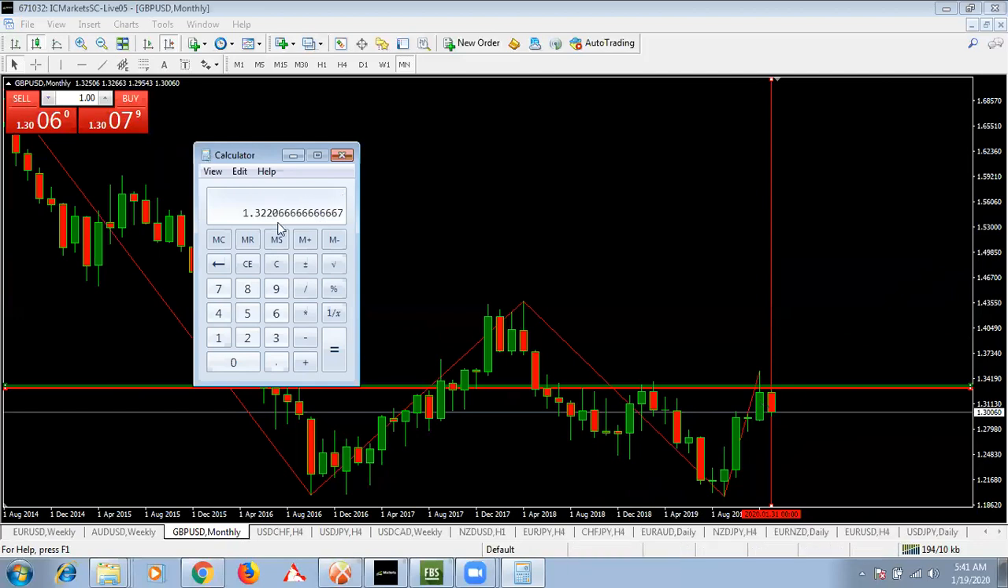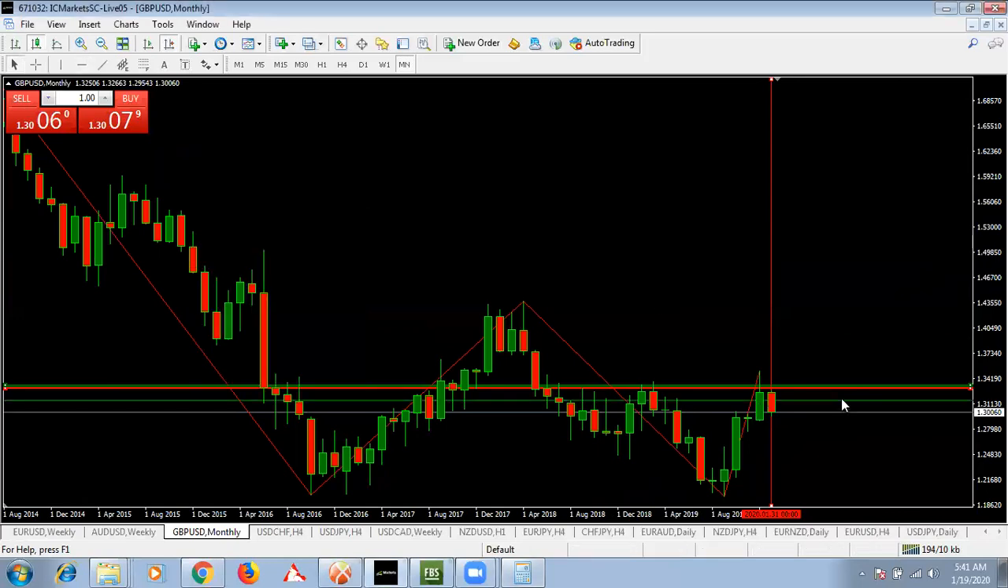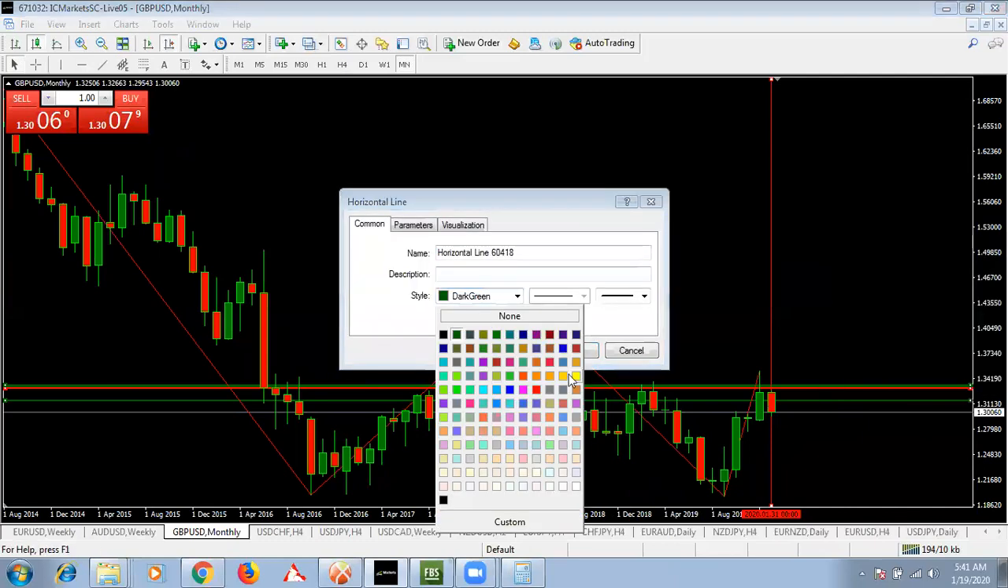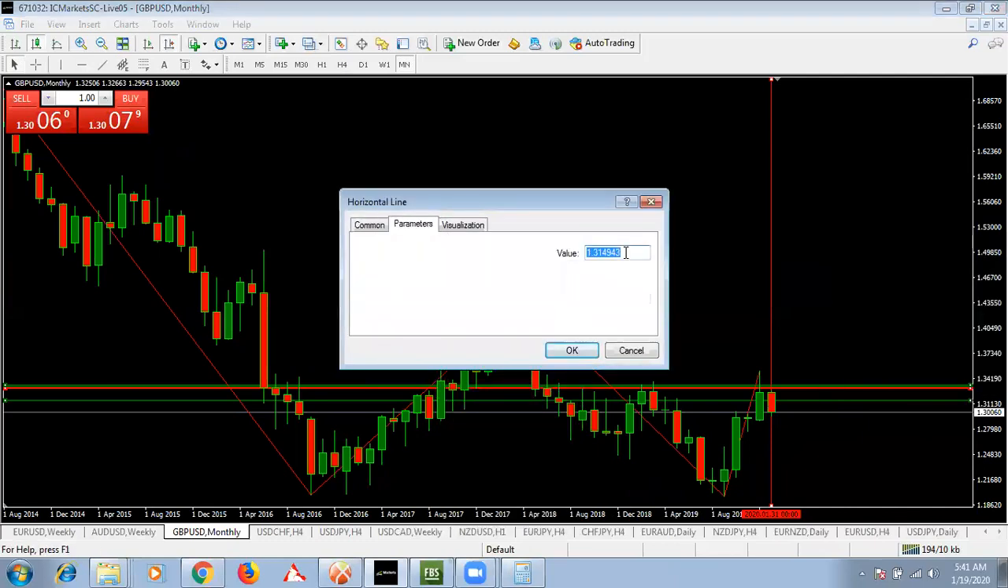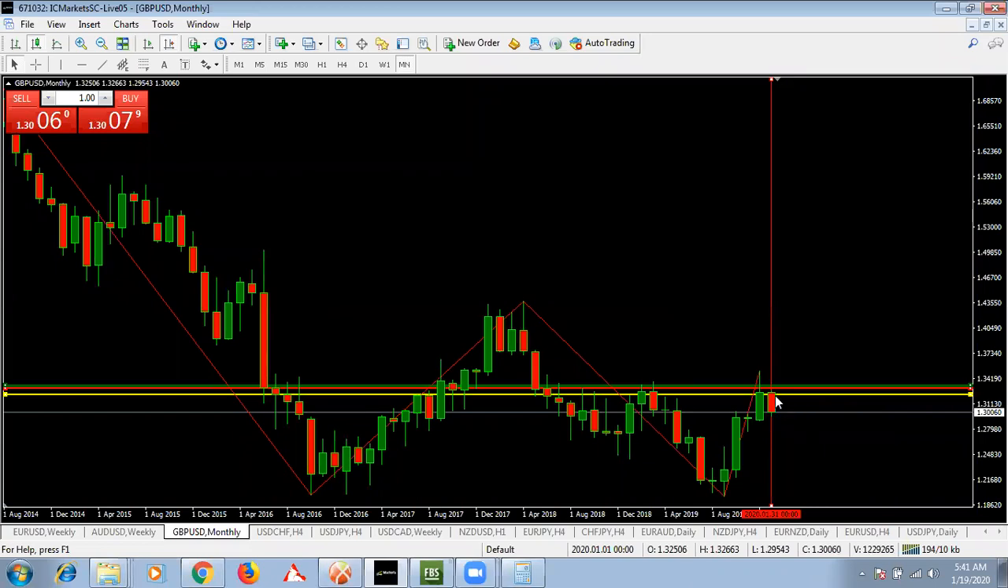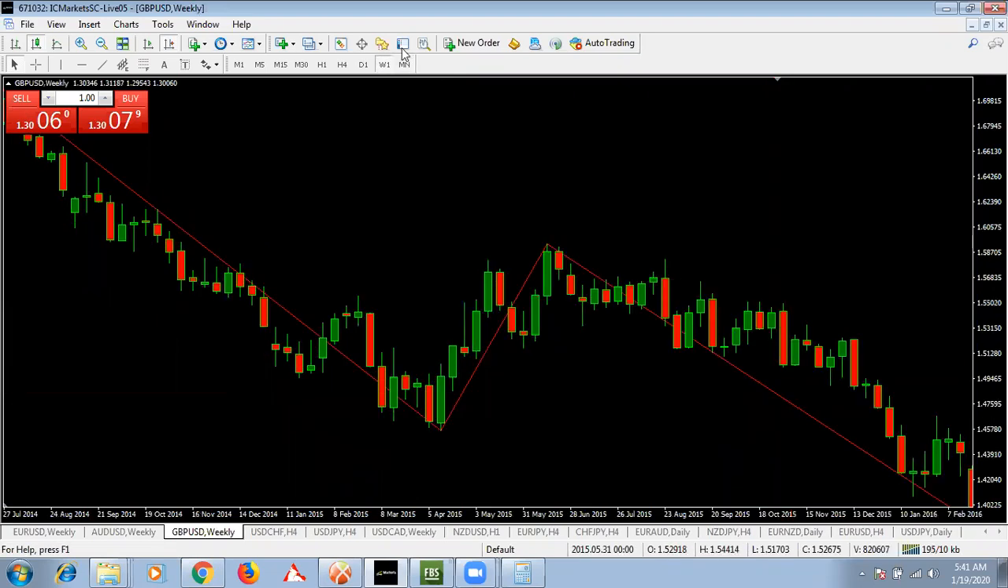So you can see monthly. I use the yellow. You must use different colors so that you don't get confused and know what you're doing. So that is that. Let's assume we're using the monthly, weekly, and daily now. Let's go down to the weekly time frame and locate the candlestick on the weekly time frame. Okay, this is weekly.